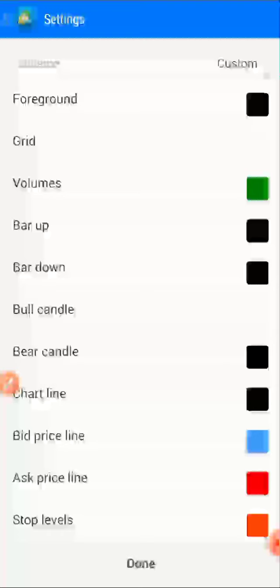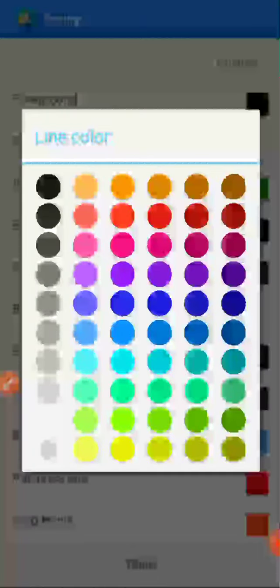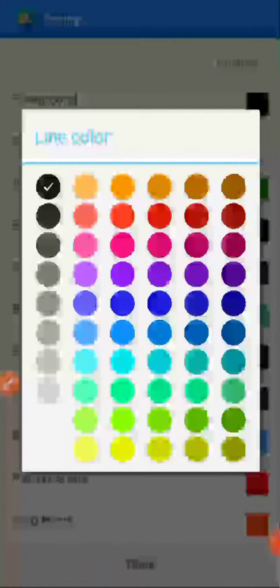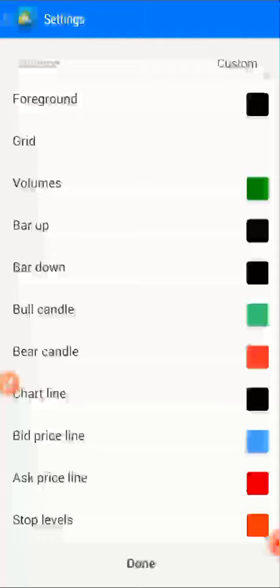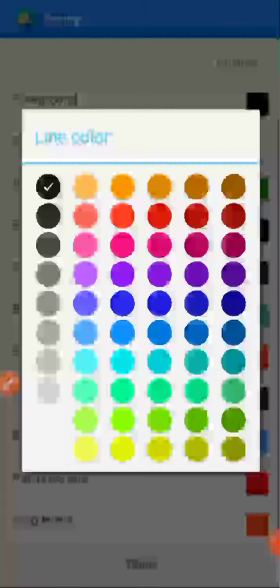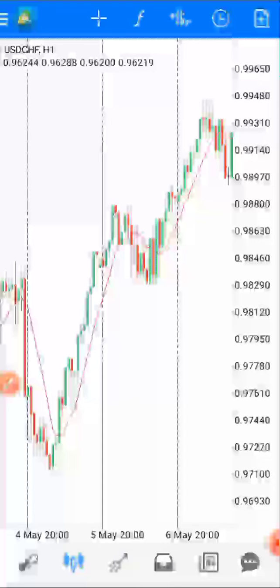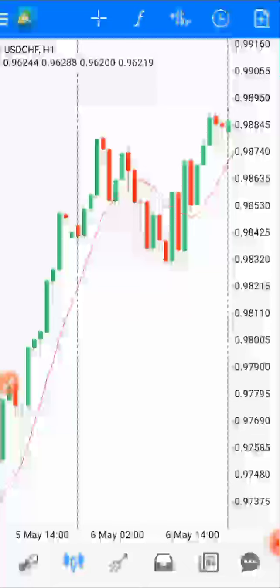So let's see if we can change it to, okay, bull, some people usually put green. Let's put green here. And bear, let's put red. So we can also change this: bar up, green, bar down, red. So we've added some changes to our chart. Let's now put done. Good. And go back to the chart. As you can see now, our candles are now green and red. So some people usually like it that way, so let's leave it like that for now.